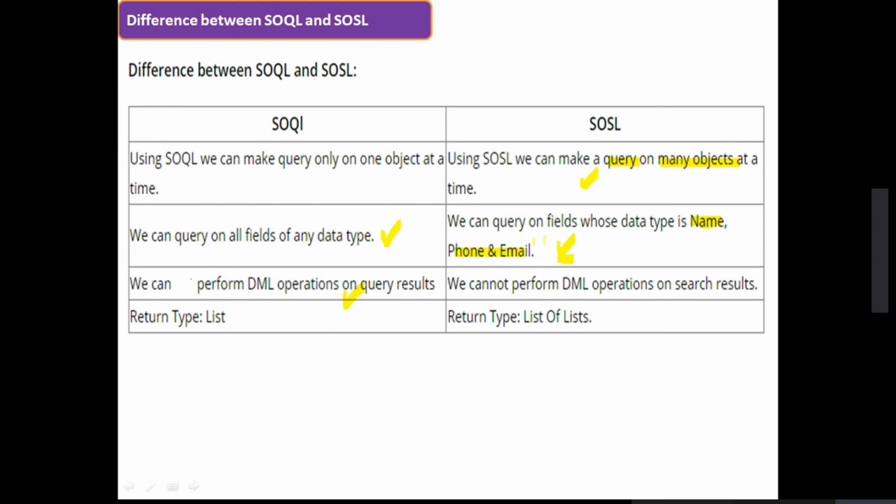It will work only for name, phone and email. Only these fields it checks. It gives output as name, phone and email types. Of those data types only you can get as output from SOSL, but it works for multiple objects. At the same time, there is a limitation that it will not work for all data types.